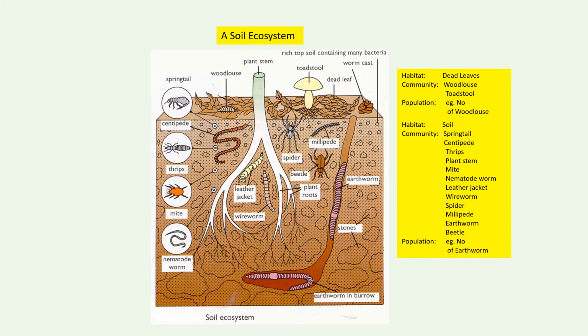So well done if you managed to get that correct, and we should start to begin to see that the habitat is the place where an organism lives. The community is all of the living things. The population is the number of one type of organism, so one species. And ecosystem is all of the living and non-living things. So well done if you're managing to get that correct. If not, then you might want to go back and watch the video again.